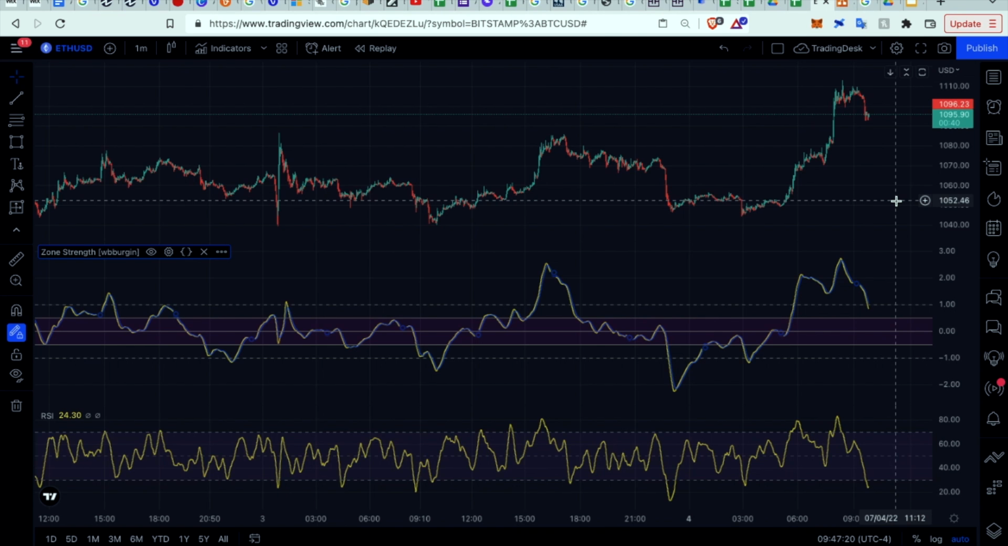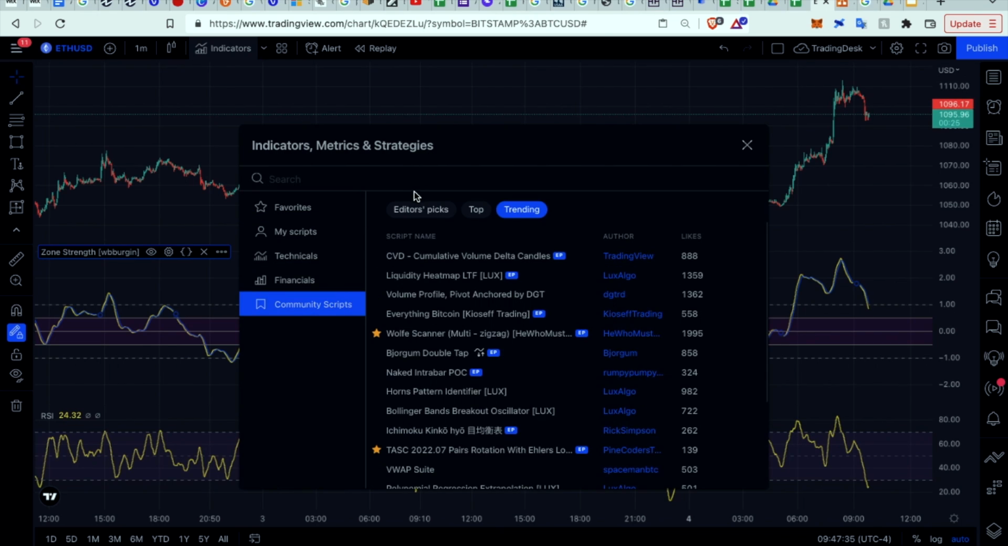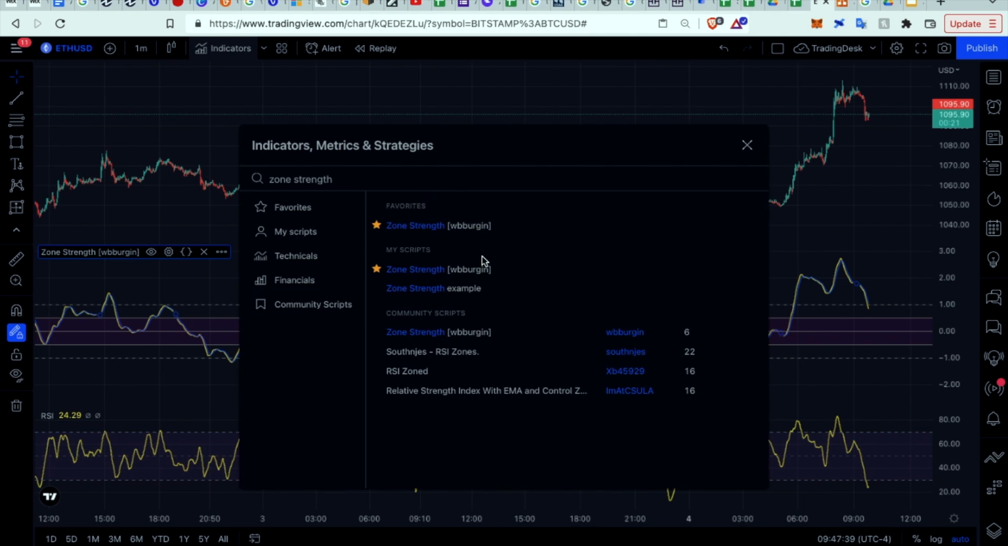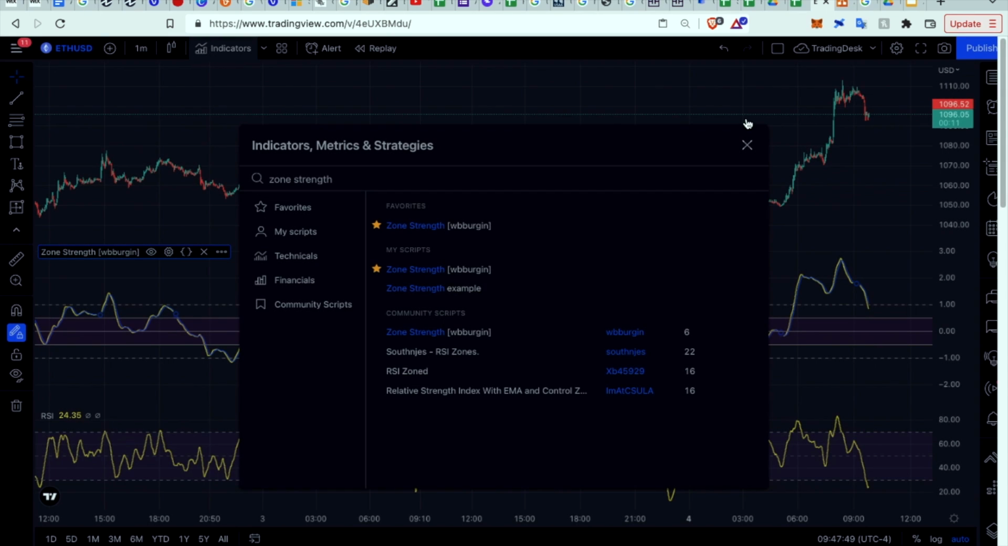So here I am on TradingView. I'm on the Ethereum USD chart, and I have zone strength pulled up. I also have RSI. This is what I use for entrances and exits as confirmation for zone strength. To find zone strength, just go to indicators, go to community scripts, and search zone strength, or you can search just WB Bergen. You will find zone strength, this is it. I have some description about how it works here, and I'll explain that in this video.